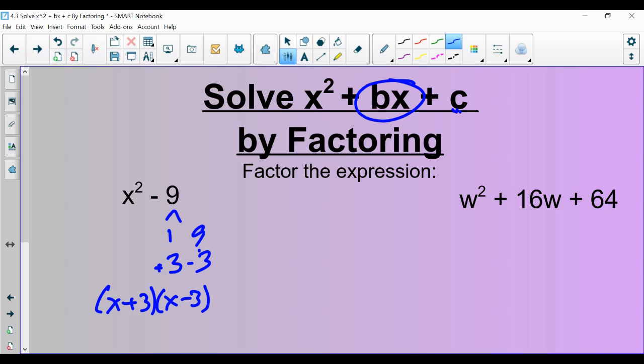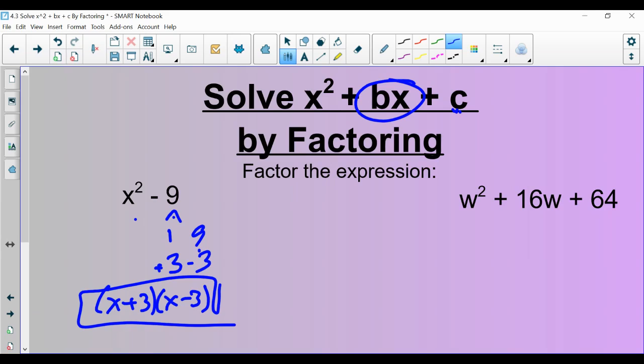They're really easy to factor if you identify that this is a perfect square, okay? x times x is x squared, and 3 times 3 is 9. They're both perfect squares. And that's how it's going to factor: x plus the perfect square and x minus that perfect square. This one is also considered a special case.